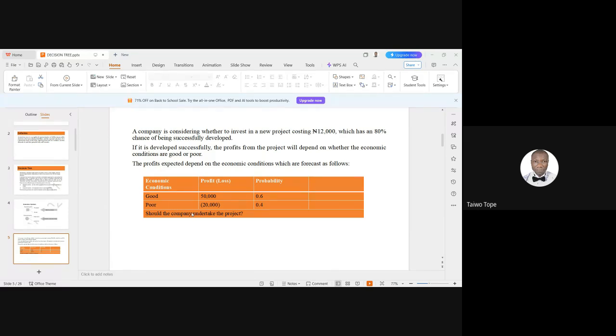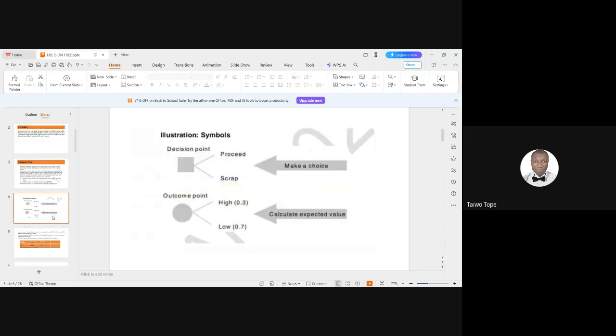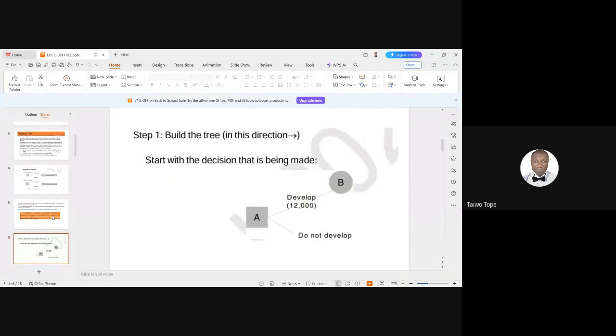When it is good, the profit will be 50,000, and when it is poor, the profit will be negative 20,000. You can see this is a chance node because it has associated probability. So how will the diagram look when we have it in this nature? This is the first step. Step 1: build the tree in this direction. It starts with the decision that is being made. If you develop the project, how much will you incur?